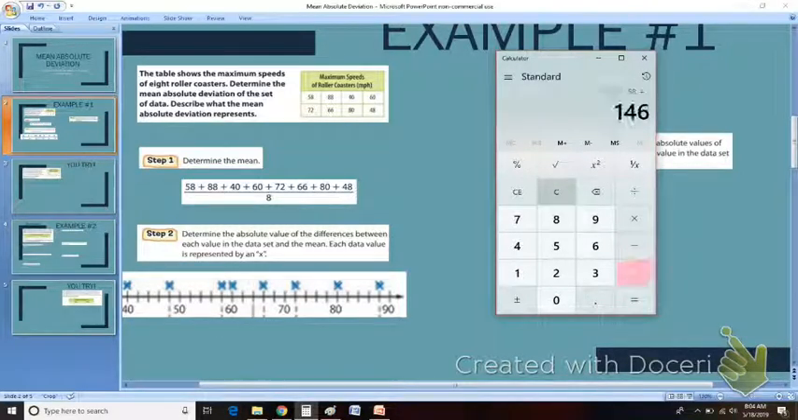58 plus 88 plus 40 plus 60 plus 72, plus 66 plus 80 plus 48. So, we get 512, and then with the average, we're going to have to divide it by 8. So add up all your numbers, divide by how many is in your set. Okay, so we get an average of 64.